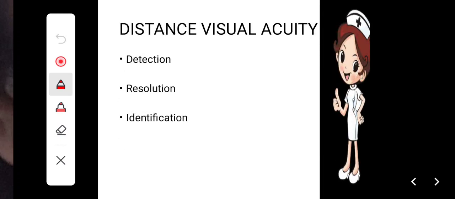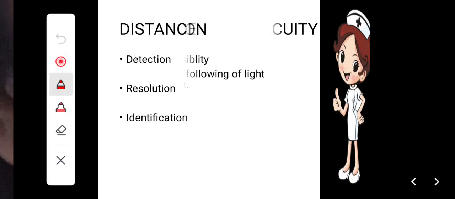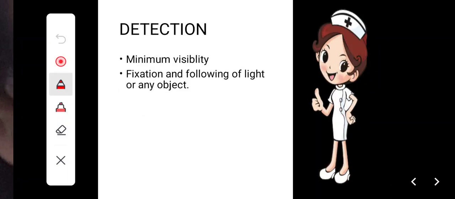Distance visual acuity is based upon detection, resolution and identification. So let's see them one by one. Detection is the minimum visibility. Detection is looking in those patients or newborns who do not have much ability to respond to us. So it is a minimum visibility.